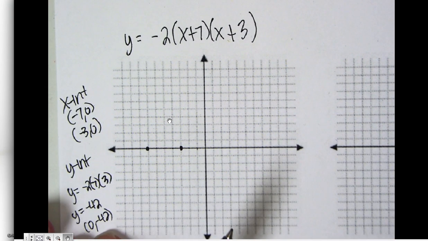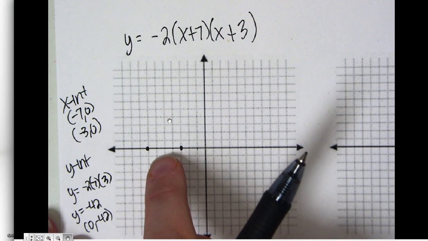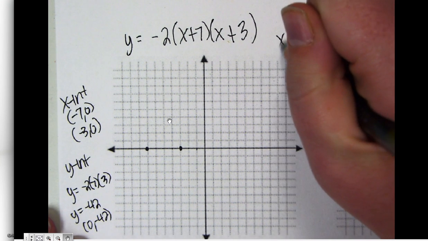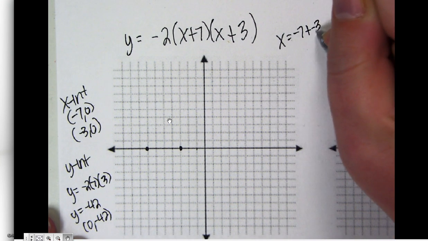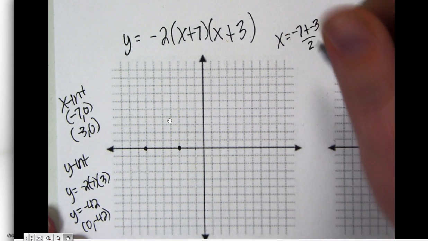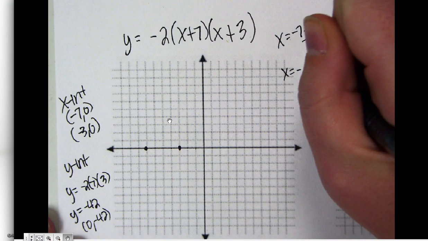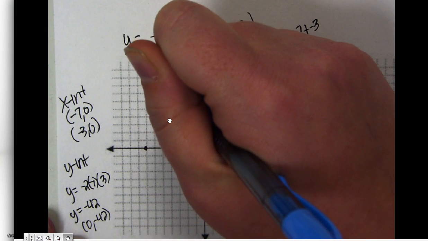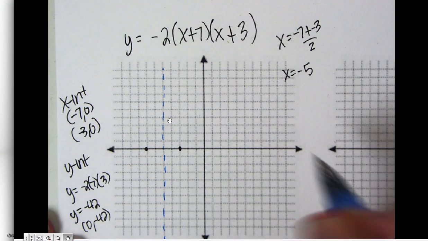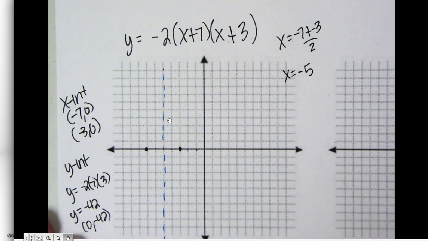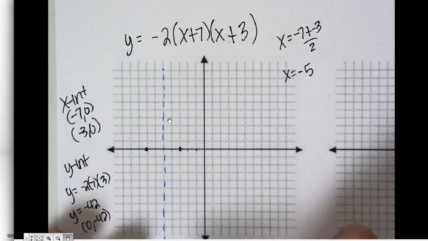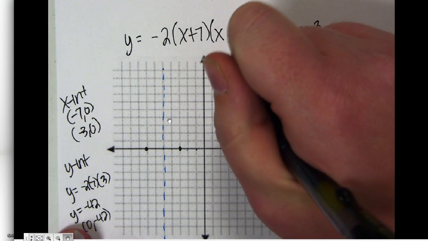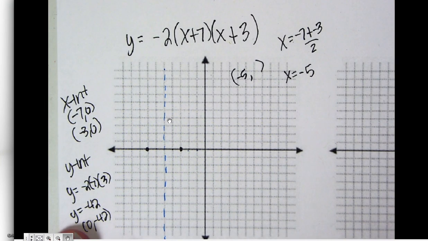Okay, let's try and find the vertex next. The vertex is going to be halfway between these two intercepts, so I want to find the average of the two intercepts. X equals negative 7 plus negative 3 divided by 2. And we find that x equals negative 5. So you don't need to plot this, but what you've just found is the axis of symmetry is at negative 5. Your vertex is going to fall somewhere along this line. So what we need to do is find that ordered pair. I know that it's going to be negative 5 comma something.